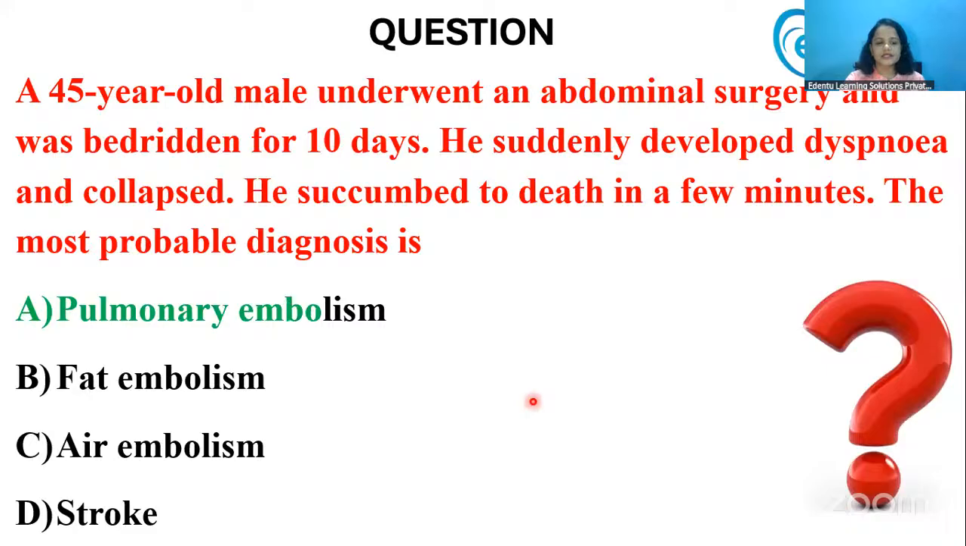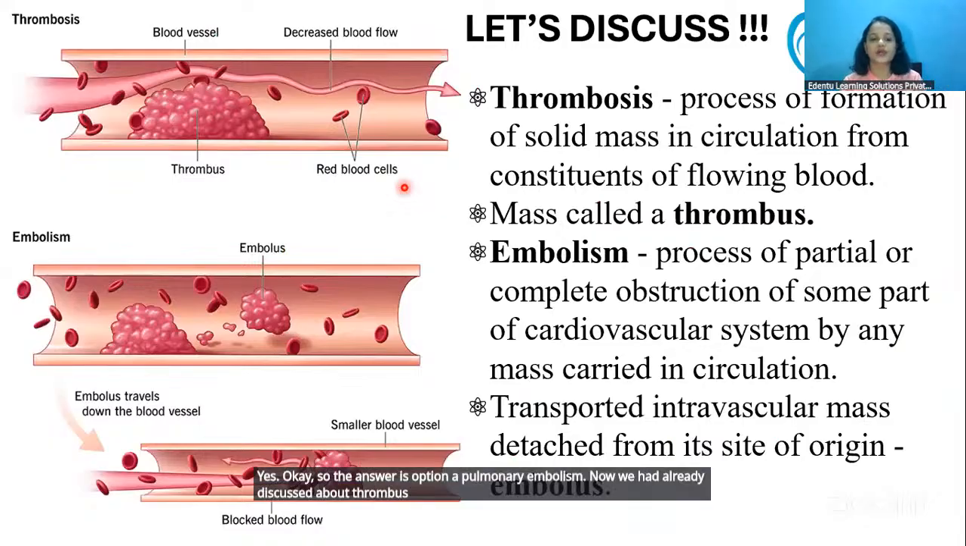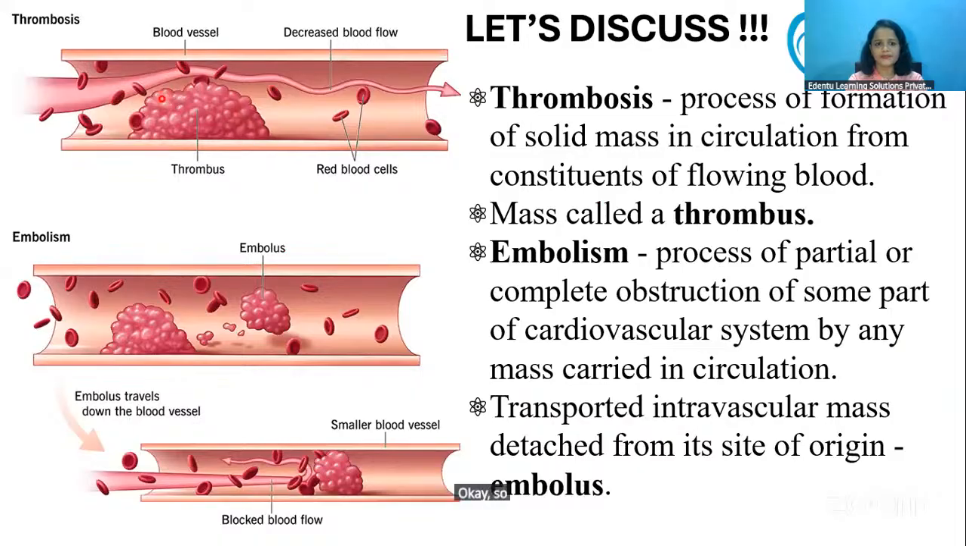Okay, so the answer is option A, pulmonary embolism. Now, we had already discussed thrombus and thrombosis. Now, let's have a look at what embolism and embolus are. So we know that this is the thrombus, the formation of a solid mass in the circulation. So that is called a thrombus.